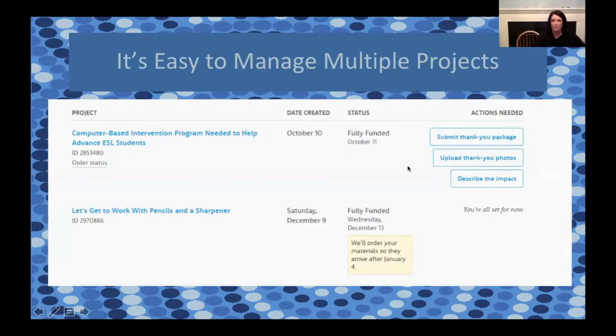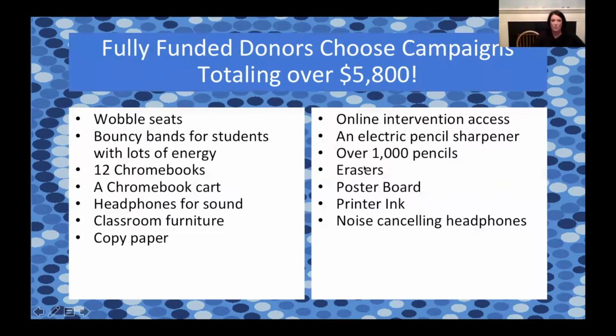And that's a big must with DonorsChoose. You have to be able to submit all of the required materials back to them so you can continue to get funded for your projects. So I'm really excited that I've gotten over $5,800 in supplies donated to my classroom. As you can see from the list here, there's so many different things. We've gotten Chromebooks, a Chromebook cart, noise canceling headphones, erasers, 1,000 pencils, believe it or not.